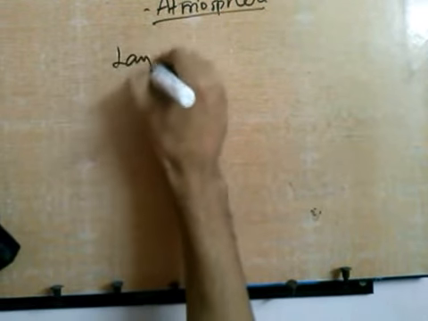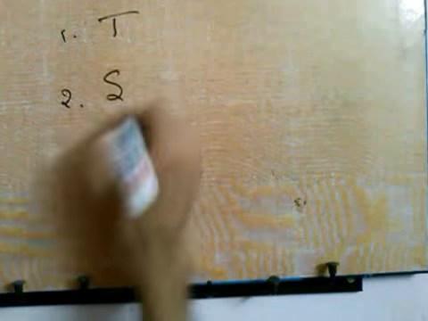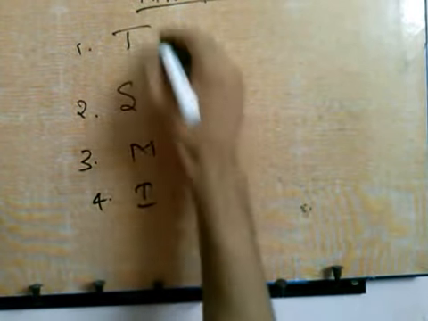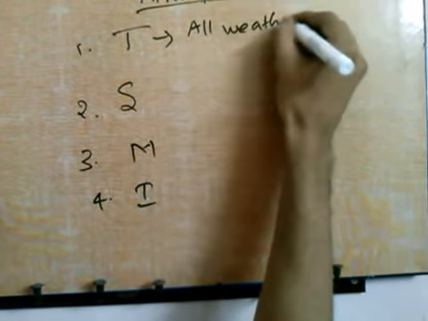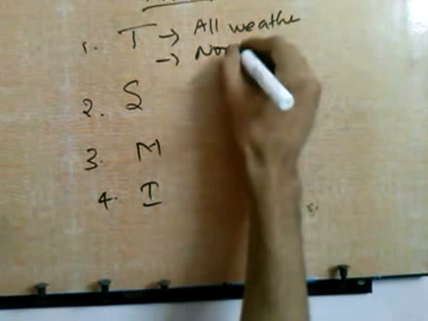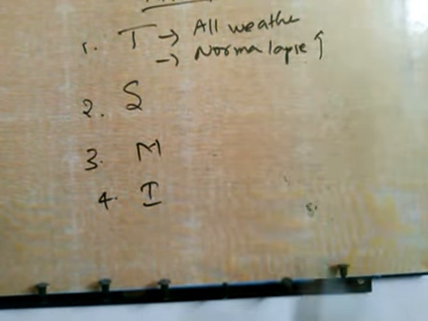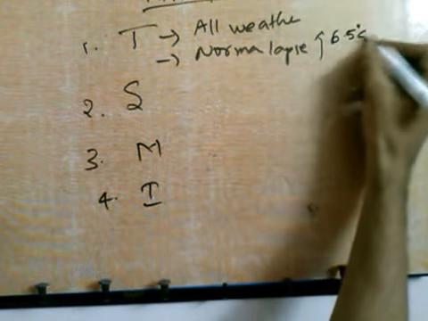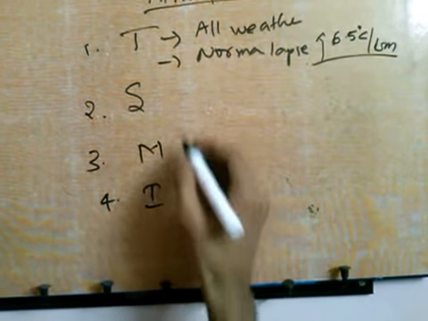And we are going to see about the layers of atmosphere. What are the layers of atmosphere? First one is troposphere, second one is stratosphere, third is mesosphere, fourth one is ionosphere. In the troposphere, all weathering takes place. We have the normal lapse rate: when you move up the atmosphere, the temperature decreases by 6 degrees Celsius per kilometer. So this is the normal lapse rate.